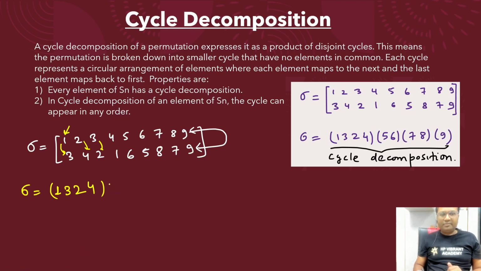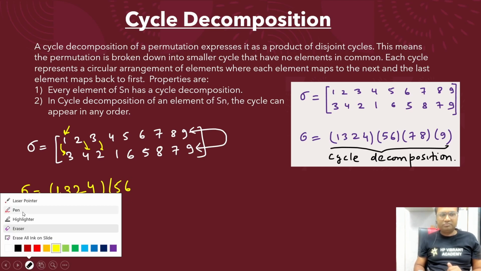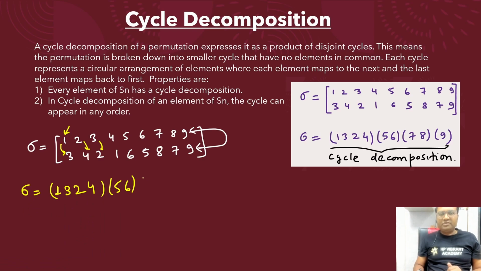Now 1 2 3 4 is done. The next element is 5, so let us start from 5. 5 goes to 6, and 6 goes to 5, so this is closed. Now the next element is 7. 7 goes to 8, and 8 goes to 7, closed. Now we have 9, and 9 goes to 9. So these are the disjoint cycles.